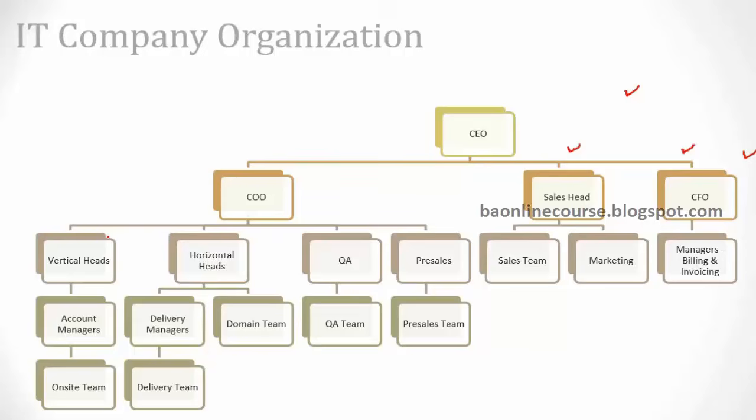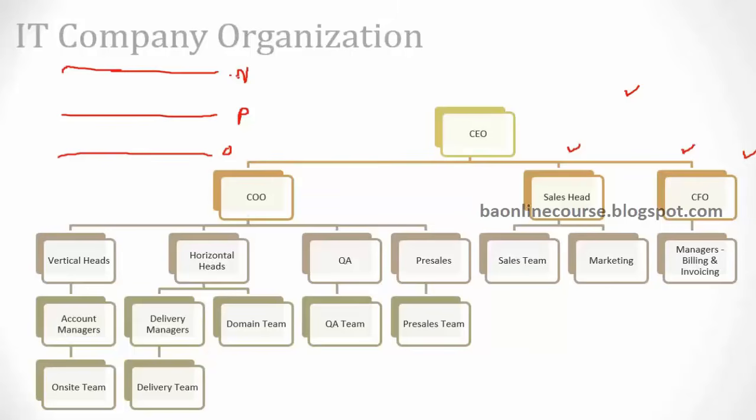Now, the project teams are aligned primarily into two groups. We call them horizontals and verticals. Horizontals are experts in a particular technology, like .NET or Pega or Oracle applications or SAP. They have a pool of people under each of these horizontal heads.